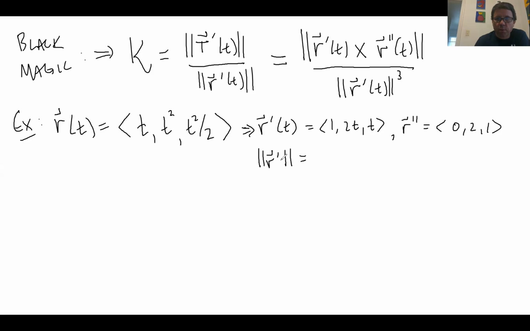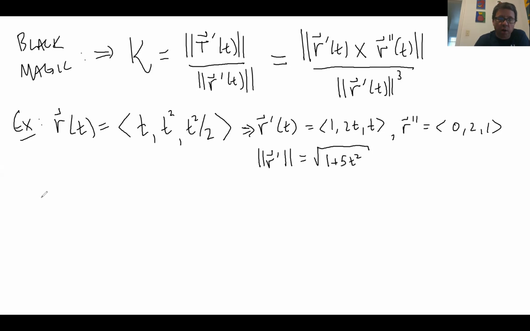So the length of R prime is going to be the square root, and then I just square each of these and add them together. So 1 squared, 2t squared, so that'll end up being 4 times t squared, and another t squared. So I'll get the square root of 1 plus 5t squared. That's the length of that vector there.